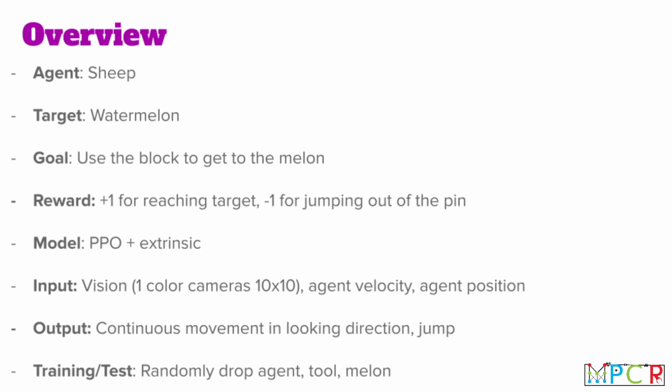We used the vision input from one color camera, a 10 by 10 frame, agent velocity, and agent local position. The behavior the agent could take was continuous movement, looking left or right, and going forwards and backwards in that looking direction, as well as a jumping mechanism. So in training and testing, we randomly dropped in the agent, we randomly dropped in the watermelon, and we dropped in the tool in the same place to make it a little bit easier for our agent. So that was the experiment, guys.